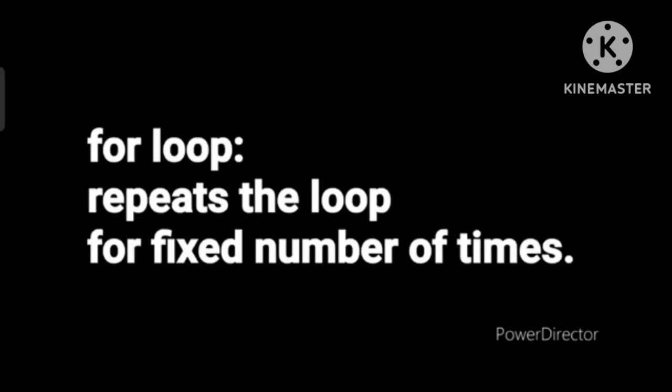For loop is an entry control loop. It is used to repeat the loop a fixed number of times. In a for loop, first it checks the condition. If it is true, then only it executes the body. Therefore, it repeats until the condition is false, for a fixed number of times.